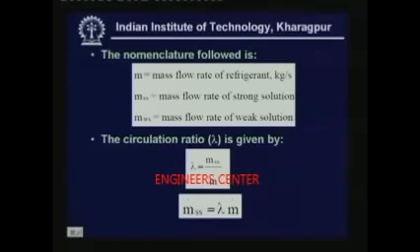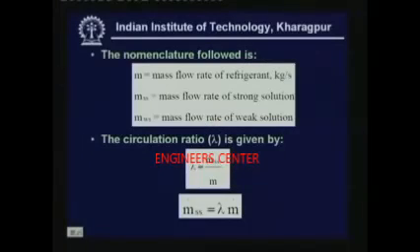And the nomenclature followed here is like this: M dot stands for mass flow rate of refrigerant, M dot with subscript SS stands for mass flow rate of strong solution. Strong solution here means strong in lithium bromide. That means it is rich in lithium bromide, or in other words, the concentration of lithium bromide is higher. And M dot WS stands for mass flow rate of weak solution, that means weak in lithium bromide.